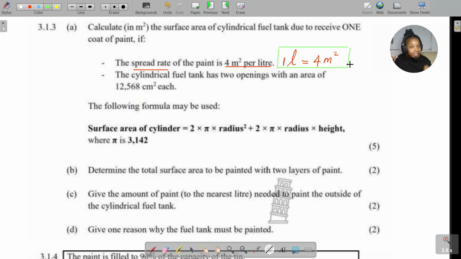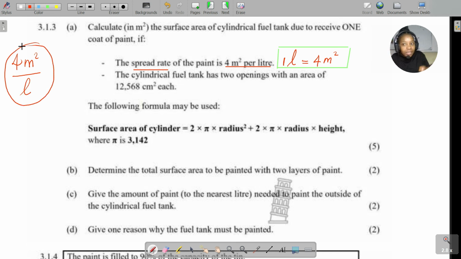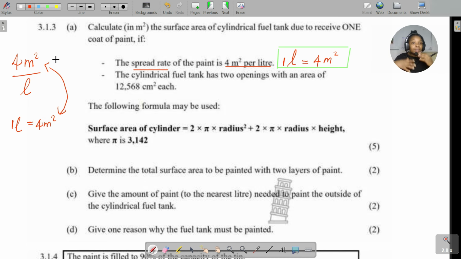So all the time, if you're given a rate, something per something, like 2 rand per something, where it gives you a rate at which something is happening, write it as an equation. Because if they're telling you that it's 4 meters squared per liter, this rate can be written as an equation. This basically means 1 liter will paint an area of 4 meters squared. So that's this and this, exactly the same thing, just written in different forms. All right, cool. So that's basically what is happening there.